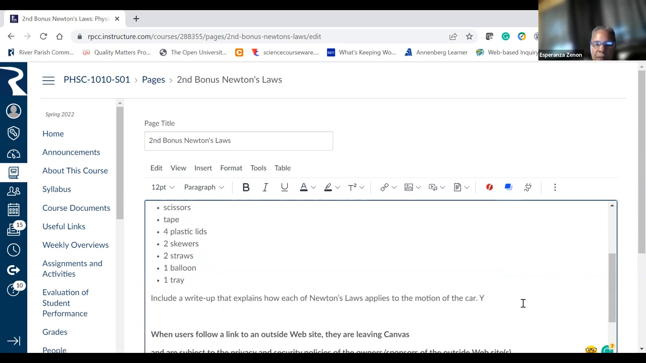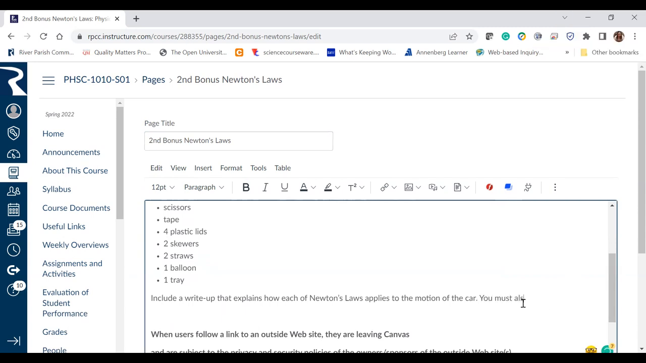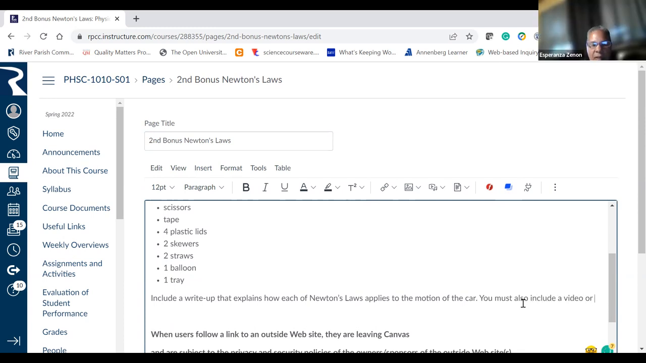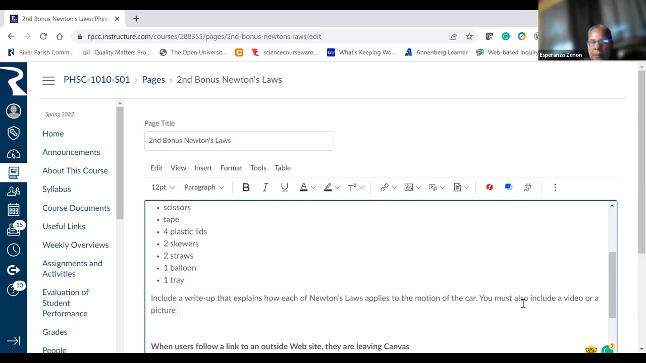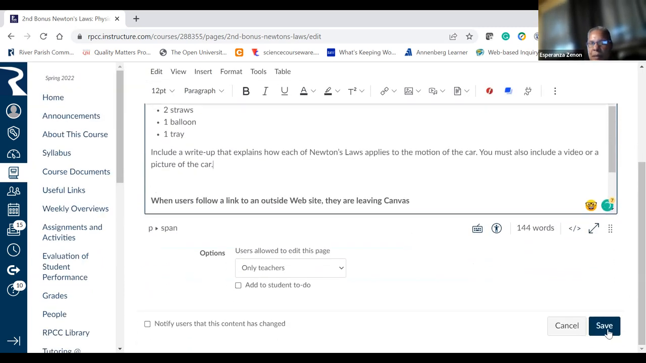So I'll put here. Driving to school. Huh? I'll drive it to school and show you. I'm not at the school. I teach online. All my classes are virtual, so you won't find me on campus.